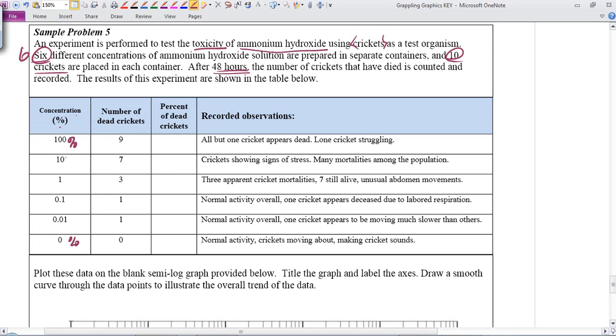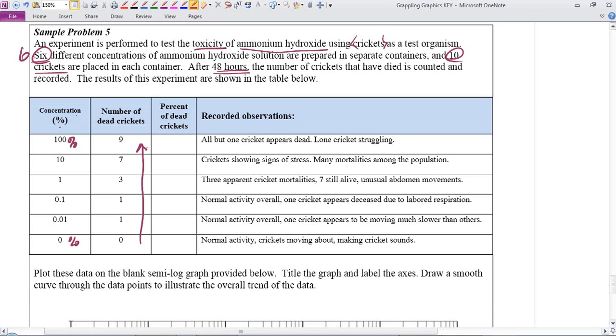Factors of 10. Agreed? 100, 10, 1, a tenth, and a hundredth. What effect did that have? Well, it's ammonia. You know it's stinky. You know it's not good for you to breathe. So the more concentrated it is, the more crickets die. And the data does show that. It's escalating in number of dead crickets as we move up toward 100. We're nearly all casualties at 100. And so the percent of dead crickets column is left blank.